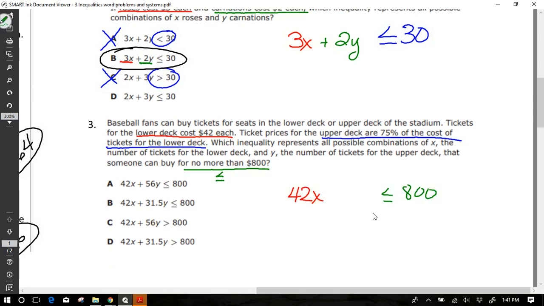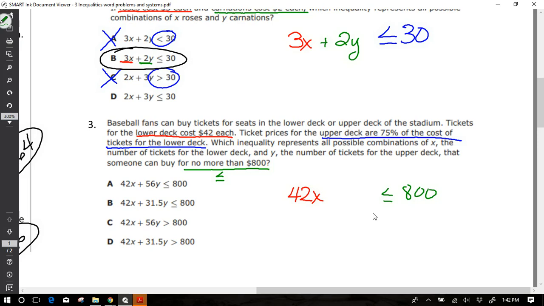All right, so welcome back. Hopefully you were able to at least get this much. I know that that percentage was a little tricky, so I saved it so I could do it with you. So lower deck tickets are 42 each, so that's pretty clearly just 42x. They can buy no more than $800 worth of tickets, so less than or equal to 800.